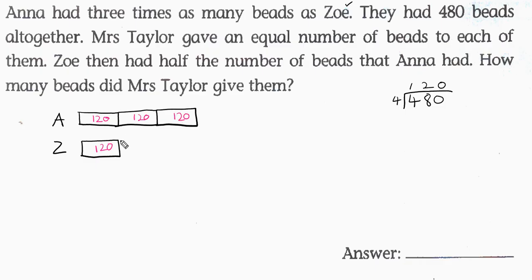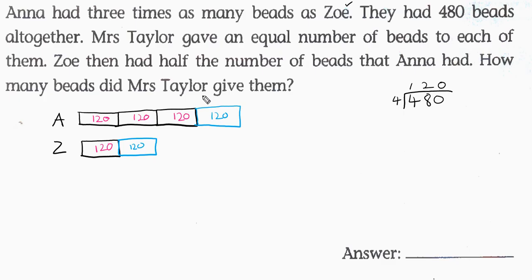That model. So if we added another part, should I do this in another color? So if I added another part, which is 120, and also one of these equal parts to Anna, we would then meet that situation, wouldn't we? 4 equal parts here, 2 equal parts here. Zoe's is half of Anna's, okay? And we then can very easily work out the answer.